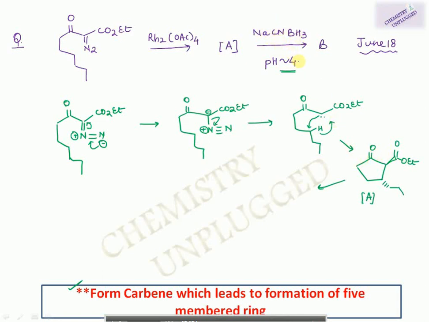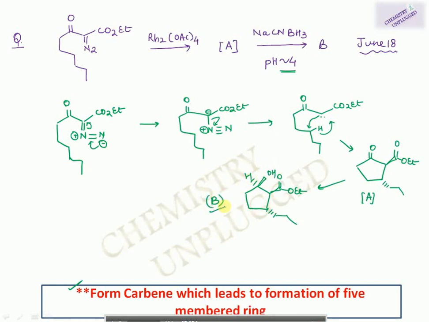Hydride will attack from the side which is less hindered. So it will attack from the side below the plane, because this group is above the plane. It is far from this one but close to this ester group. Therefore H minus will attack from below the plane, then the OH formed will go above the plane. So this H will go below the plane and OH will come above the plane. So this will be your B.